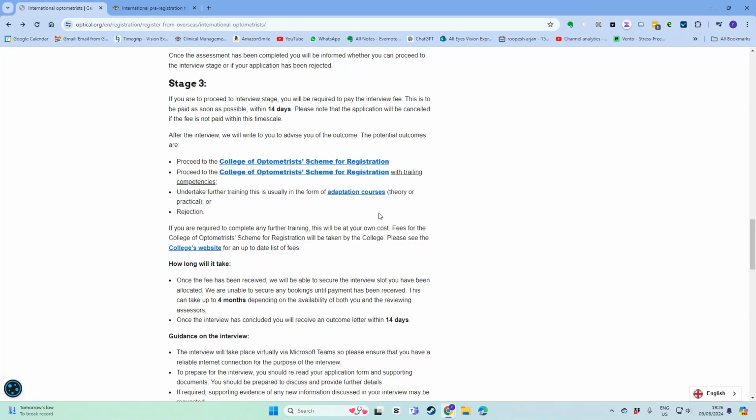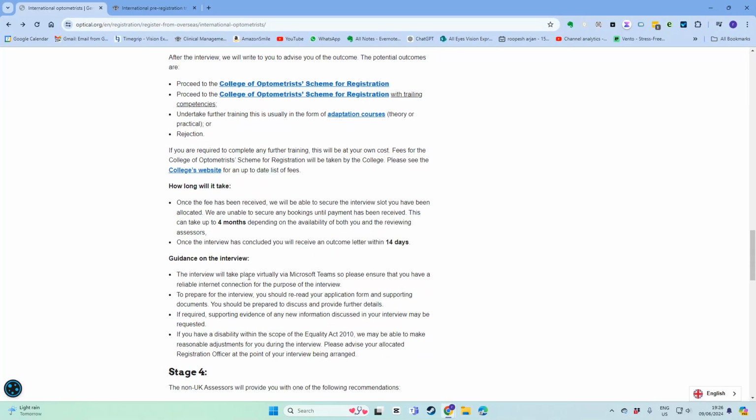And then once you start the scheme for registration, effectively, you will have a certain period of time to complete the scheme for registration. It's 2 years and 3 months. Most international optometrists believe they'll be able to do it much quicker, and they are often misunderstanding the requirements of the scheme. But those are the bits that you've got to do.